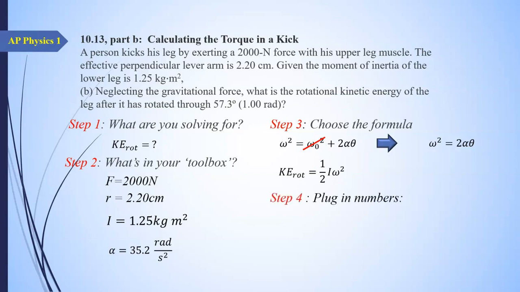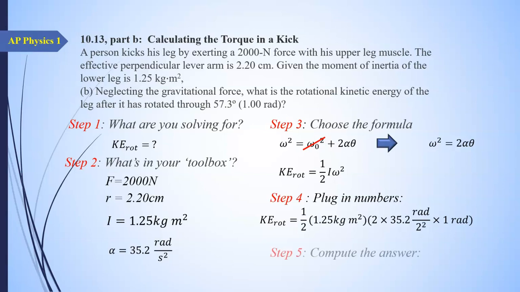So we plug in the numbers, and we have 1/2, 1.25 kilogram meters squared for moment of inertia I, and then 2 times the angular acceleration that we got in the last problem, 35.2, and then theta, it's moving through an angle of 57 degrees, and that's 1 radian. So now you just crunch the numbers, and you come up with the rotational kinetic energy of 44 joules.